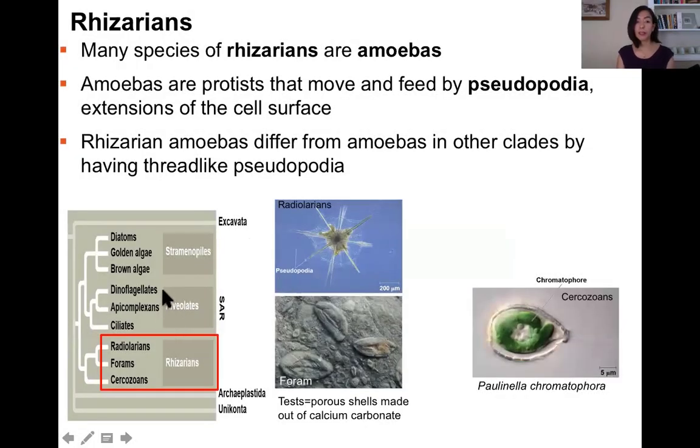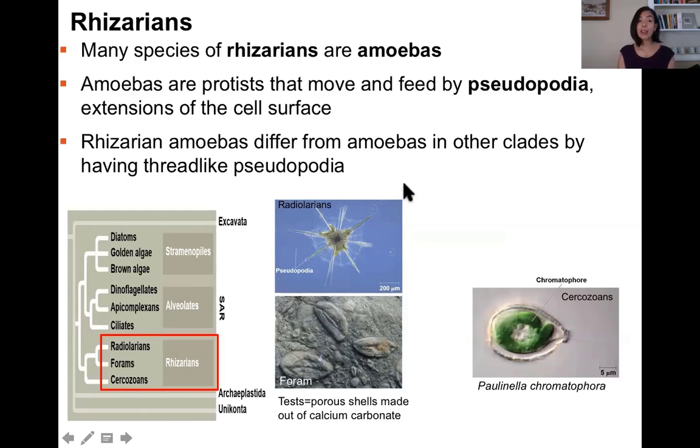So we have covered alveolates. And now we're going to move into the third group of SAR, the rhizarians. Many rhizarians are amoebas. Amoebas is another artificial group. Amoebas were defined as organisms that have amoeboid movement. But now we'll see that some of these amoebas fall into the rhizarians, and we're going to learn that other amoebas fall into the Unikonta. So it's not monophyletic, it's an artificial group.